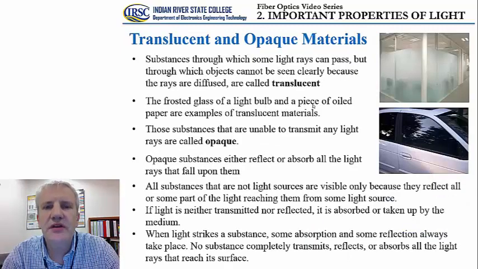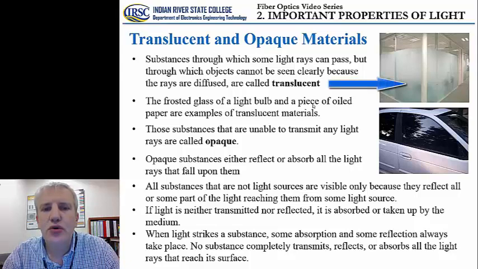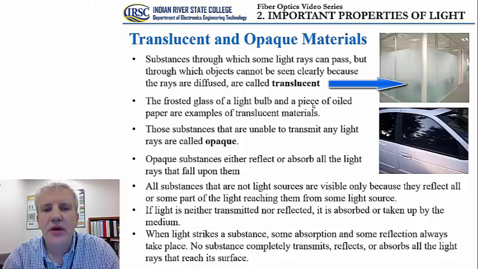In addition to transparent materials, there are also two other important categories of materials based on the way they interact with light, namely translucent and opaque materials. The materials through which some light rays can pass, but through which objects cannot be seen clearly because the rays are diffused, are so-called translucent materials. Those would be, for example, the frosted glass of a light bulb, or a piece of oiled paper.